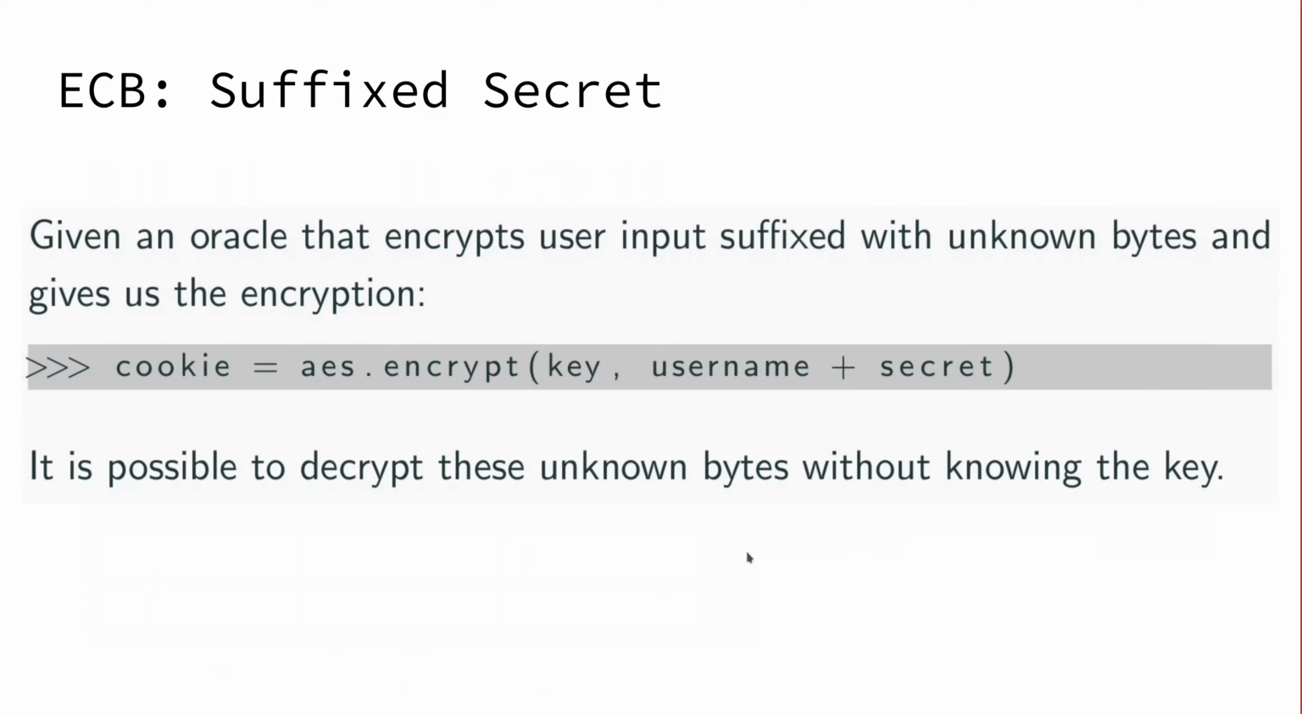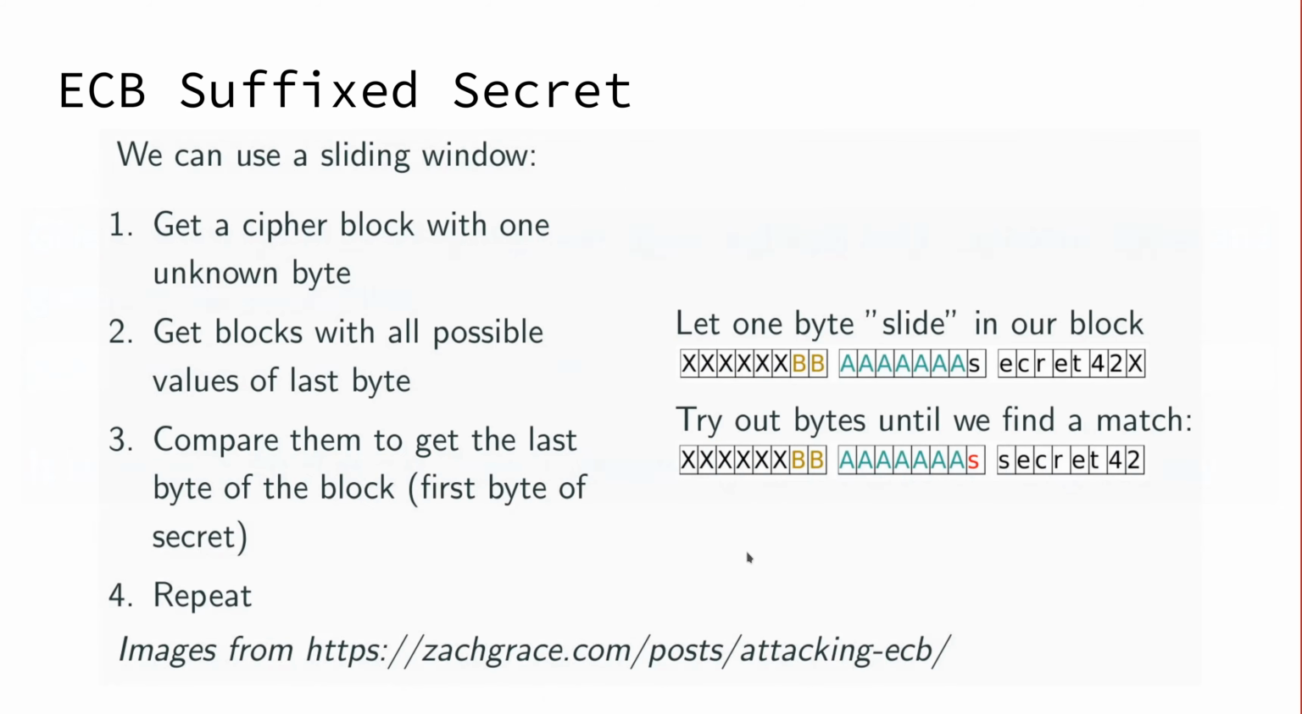Another common thing is, imagine we have an oracle that encrypts user input and suffixes it with input that we do not know. So we essentially send user input, secret data will be appended to the user input, and we then get the encryption of our user input and the secret data with an unknown key. Well, what can we do if we don't know the key? Well, we could use this oracle to just decrypt the unknown suffixed information.